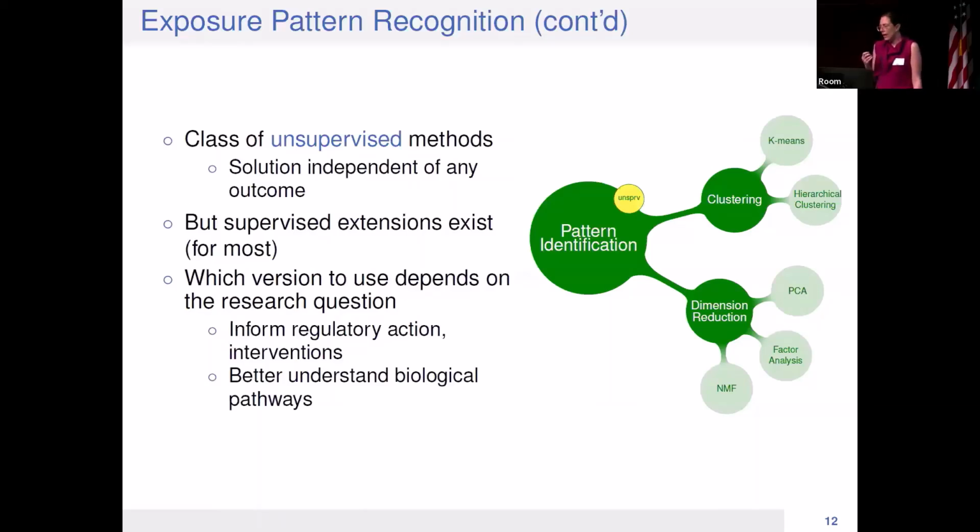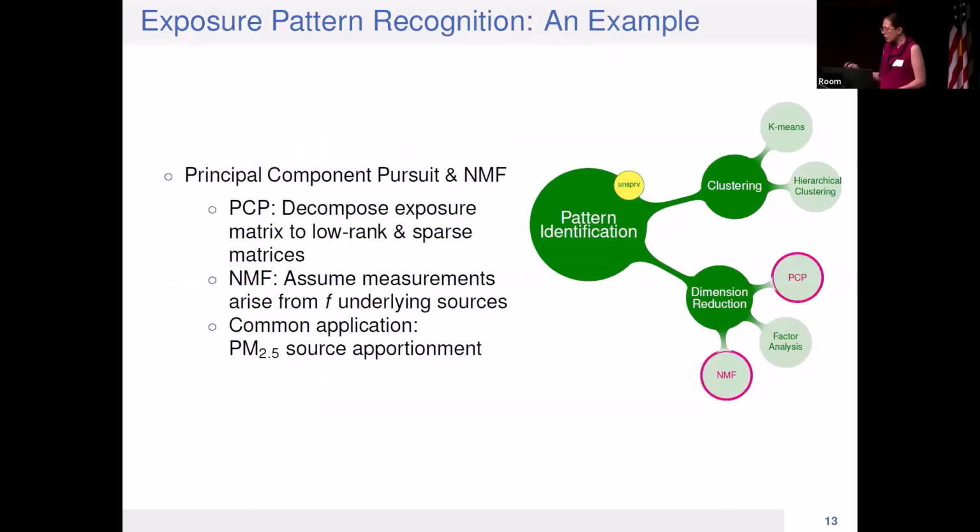This is predominantly a class of unsupervised methods. Unsupervised here means that we identify the patterns independently of the health outcome. The health outcome does not inform the solution. But for most of these methods, supervised extensions exist. And supervised here means that we identify those patterns that are relevant for one outcome specifically. Which version we want to use really depends, again, this will be a recurrent theme, on the research question. If we want to inform regulatory action or interventions, then maybe we do want the unsupervised version. If we want to better understand specific biological pathways for a specific outcome or disease, then maybe the supervised version is more relevant.